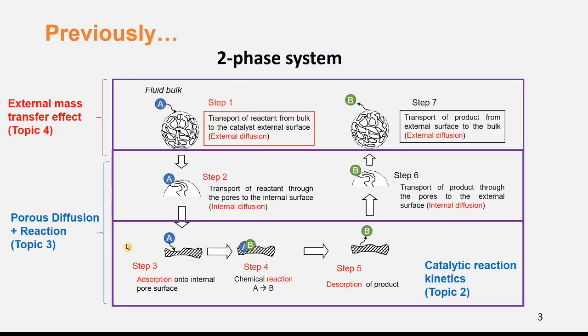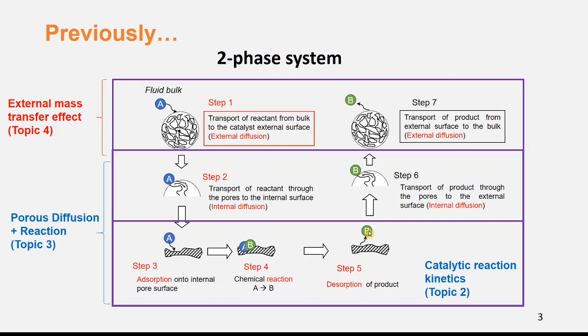In the previous lectures, we have studied the catalytic reaction process in terms of the surface reaction kinetics, pore diffusion or internal diffusion, and then external mass transfer effects. So in topic 2, we discussed that a catalytic reaction process requires the reactants to adsorb onto the catalyst active sites in order to react. Then the products need to desorb to get back into the bulk phase.